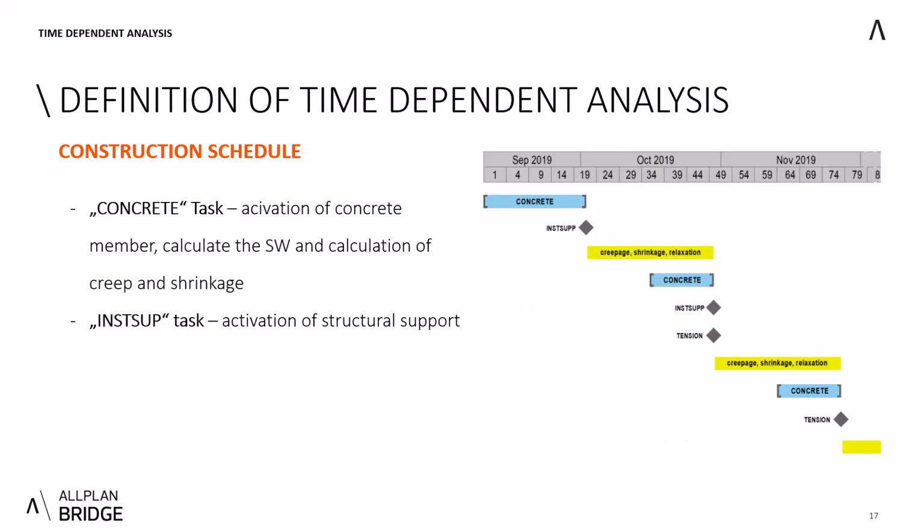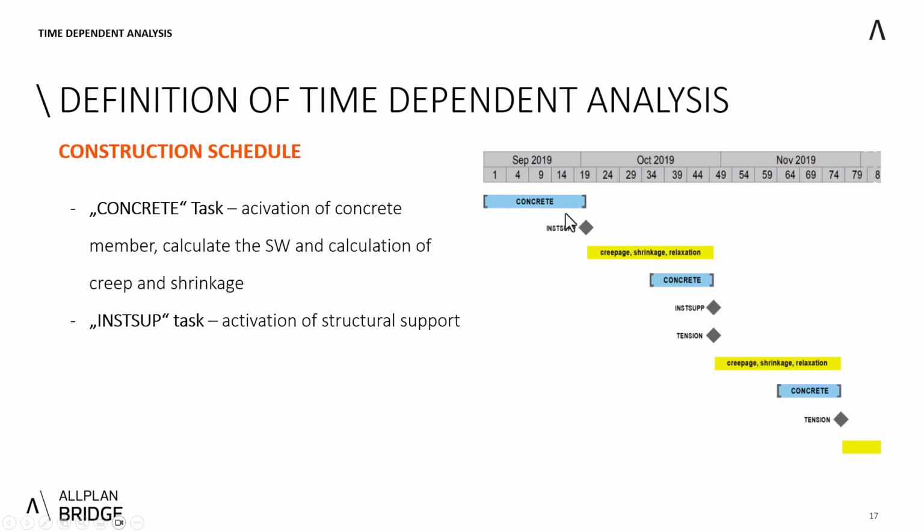The next important task is the support task. So this is the activation of structural supports. If you take a look at this Gantt diagram that we see on the right side, we have, for example, a schematic representation of how a bridge is being built. So we start here with our first concrete task. If you remember, we have a start date and then we have a duration. If we would have set, for example, the D-shrink parameter, we would also have an offset where the shrinkage starts.